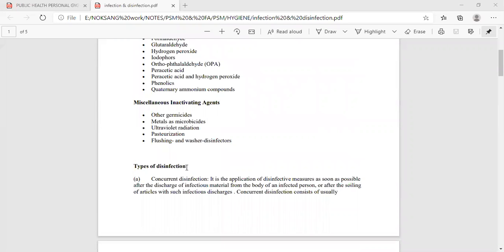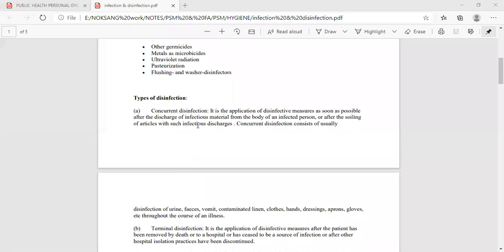the types are divided into many groups, like for example concurrent disinfection. Okay, in this what happens, it is the application of disinfective measures as soon as possible after the discharge of infectious material from the body of an infected person or after the soiling of articles with such infectious discharges. Concurrent disinfection consists of usually disinfection of urine, feces, vomit.